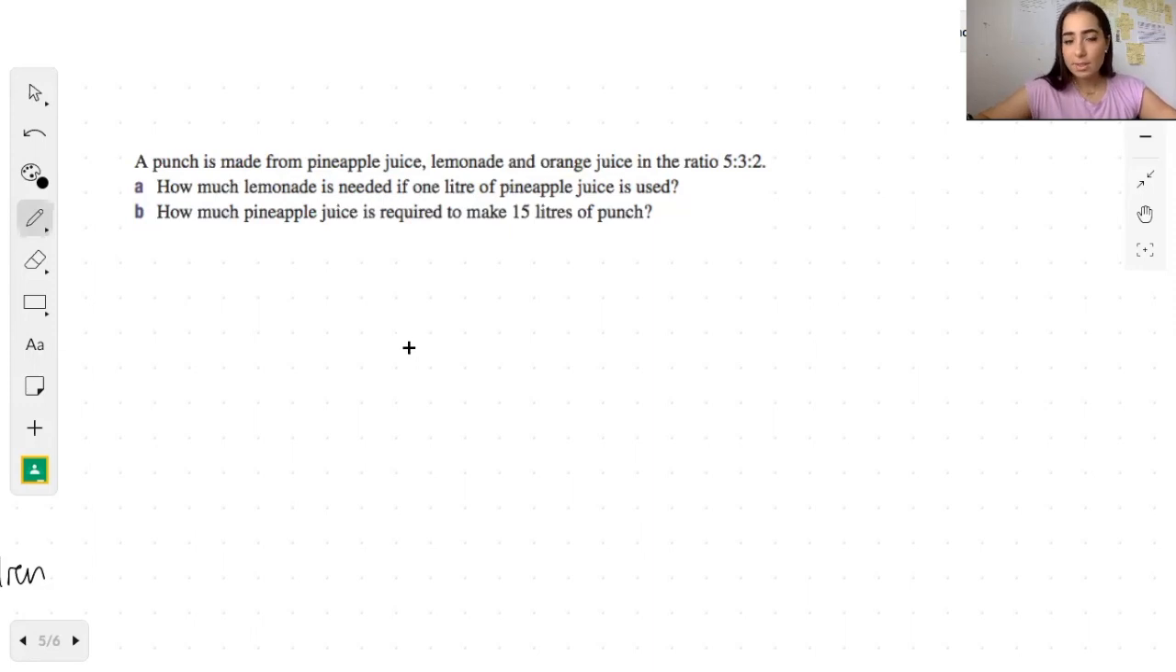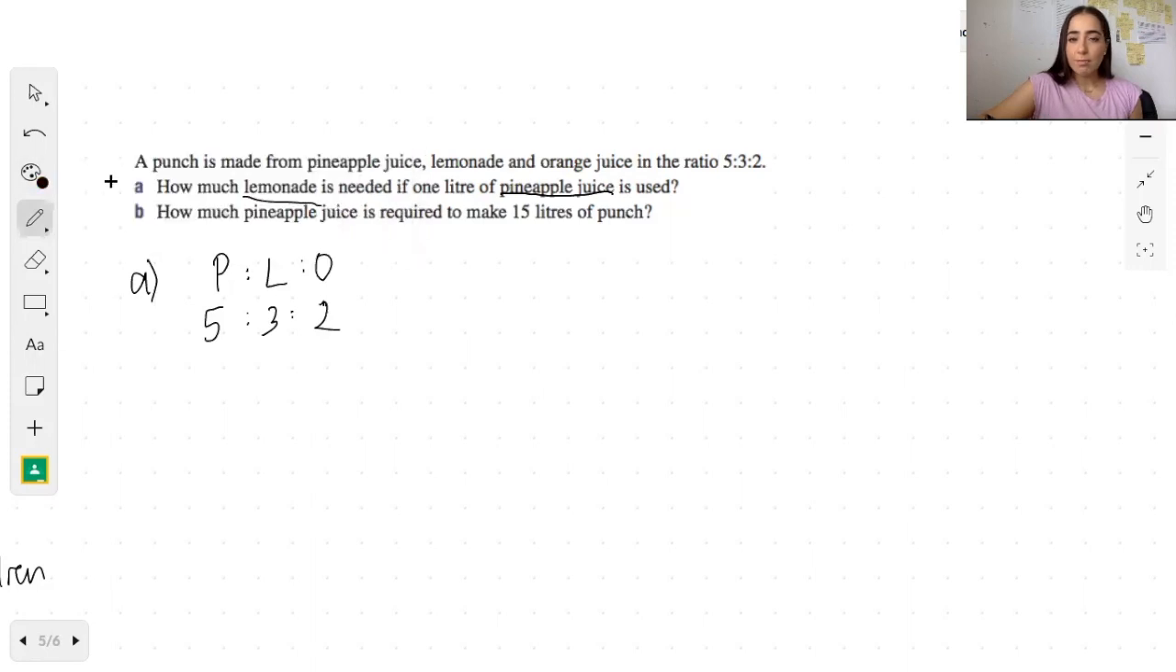Okay, so this next question is a little bit more challenging, but let's pay attention to the words and let's read it slowly. So a punch is made from pineapple juice, lemonade, and orange juice in the ratio 5:3:2. So I'm going to write that ratio up. So P to L to O, so pineapple to lemonade to orange juice is 5 to 3 to 2. So part A says how much lemonade is needed if 1 litre of pineapple juice is used.